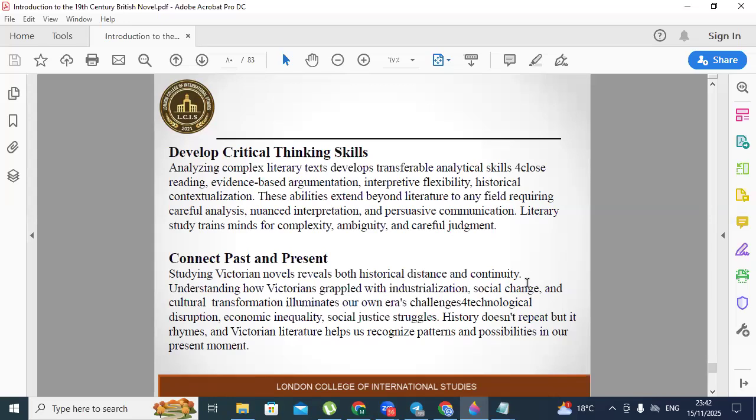Connect the past and present. Studying Victorian novels reveals both historical distance and continuity, understanding how Victorians grappled with industrialization, social change, and cultural transformation. It illuminates our own era's challenges: technological disruption, economic inequality, social justice struggles. History doesn't repeat, but it rhymes. And Victorian literature helps us recognize patterns and possibilities in our present moment.